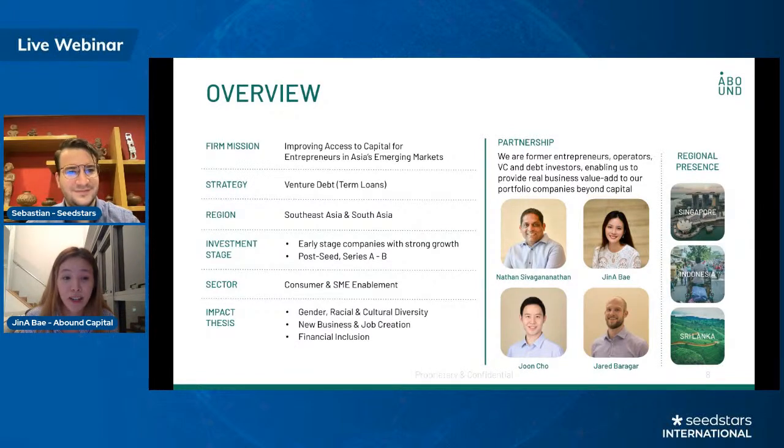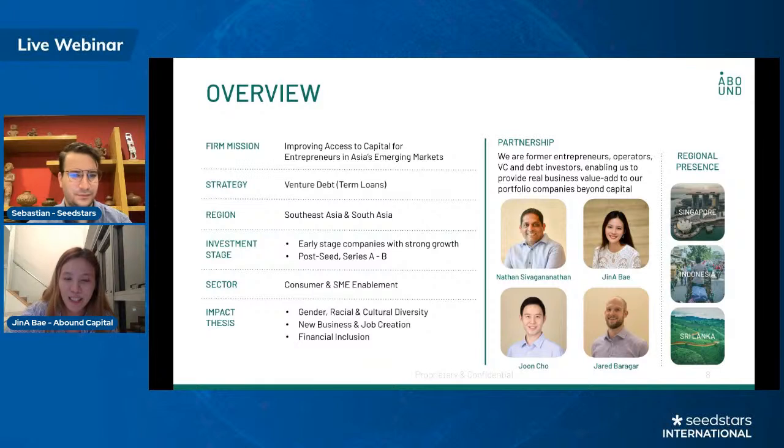We have seen an increasing number of entrepreneurs seeking venture debt as an alternative source of capital that really best aligns with their growth strategy. And venture debt allows you to extend cash runway while reducing cost of capital and minimizing dilution. So we can discuss the benefits of venture debt in more detail shortly. But before we do that, I'll just quickly introduce ourselves.